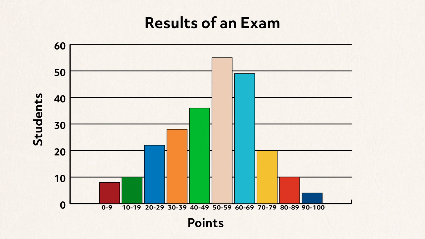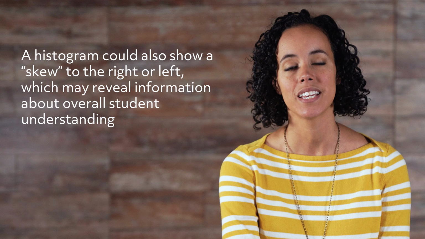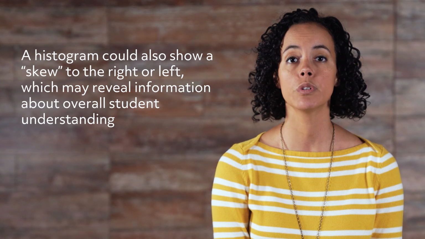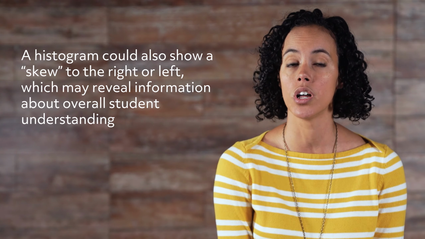There's a range of numeric values displayed on the horizontal axis, and the counts of students are displayed on the vertical axis. The pattern of scores may appear somewhat symmetric, which is typically referred to as normally distributed. This would suggest that most students scored in the middle of the range, and that there were some high achievers and others who were not so successful. A histogram could also show a skew to the right or left, which may reveal information about overall student understanding.